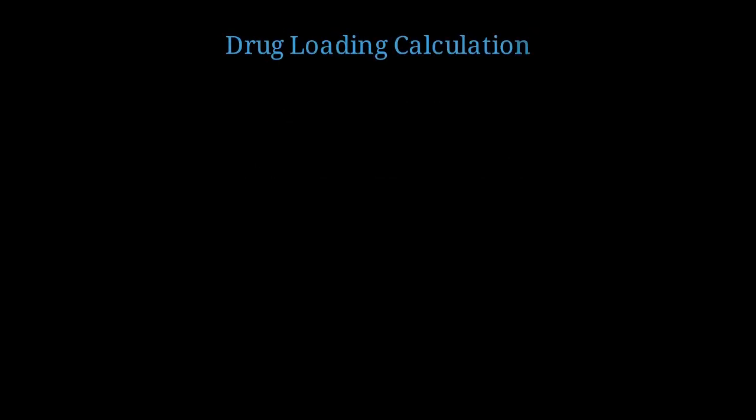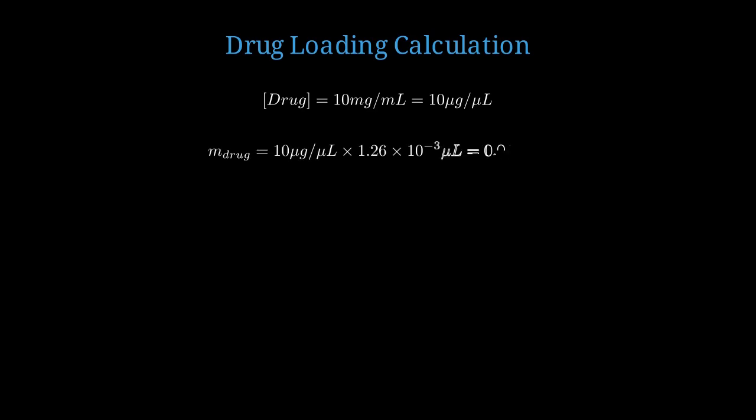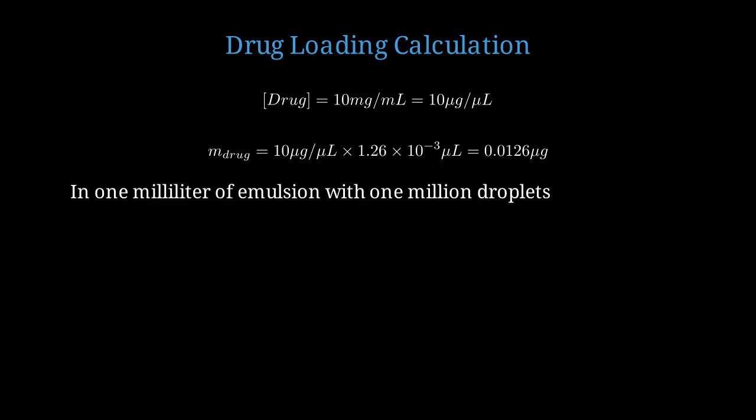Now let's calculate actual drug loading. Suppose we want to encapsulate a protein drug at 10 milligrams per milliliter concentration. 10 milligrams per milliliter equals 10 micrograms per microliter. The mass of drug per droplet is concentration times volume. 10 micrograms per microliter times 1.26 times 10 to the minus 3 microliters equals 0.0126 micrograms, or 12.6 nanograms per droplet. If we have 1 milliliter of emulsion containing approximately 1 million droplets, the total drug loading is 12.6 nanograms times 1 million equals 12.6 milligrams. That's a substantial therapeutic dose in just 1 milliliter.